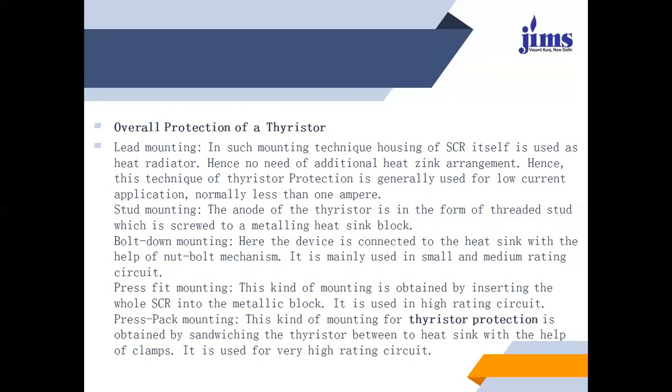Press fit mounting: this kind of mounting is obtained by inserting the whole SCR into a metallic block. It is used in high rating SCRs. Press back mounting: this kind of mounting is obtained by sandwiching the thyristor between two heat sinks with the help of clamps. It is used for very high rating circuits.